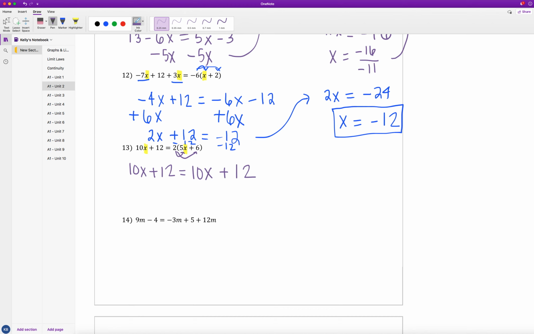Well, that's always true, because if I start combining like terms here and I, let's say, subtract the 12 from both sides, then I have 10x equals 10x, which is always true. So right now, I have a statement that is always going to be true. It does not matter what value of x is because all values of x will work.